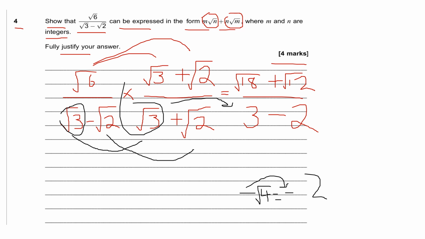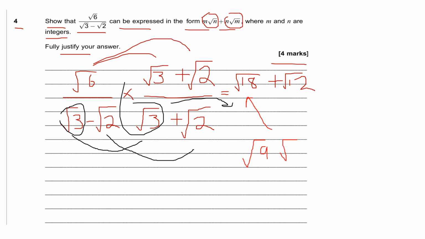And all we do now, just to simplify the denominator, 3 minus 2 makes 1, so I can get rid of that. Now I'm just left with root 18 plus root 12. I can simplify these surds. Root 18 is root 9 times root 2. Again, check it if you're unsure. Root 9 times root 2. And then root 12 is root 4 times root 3.